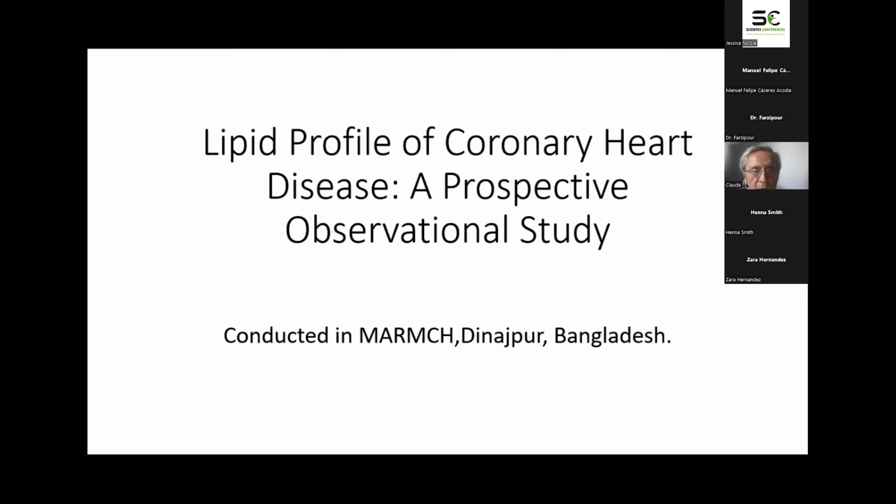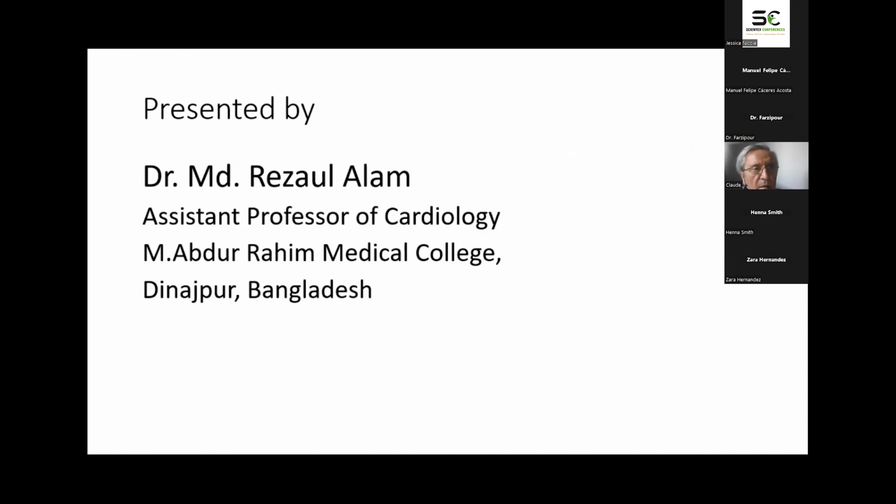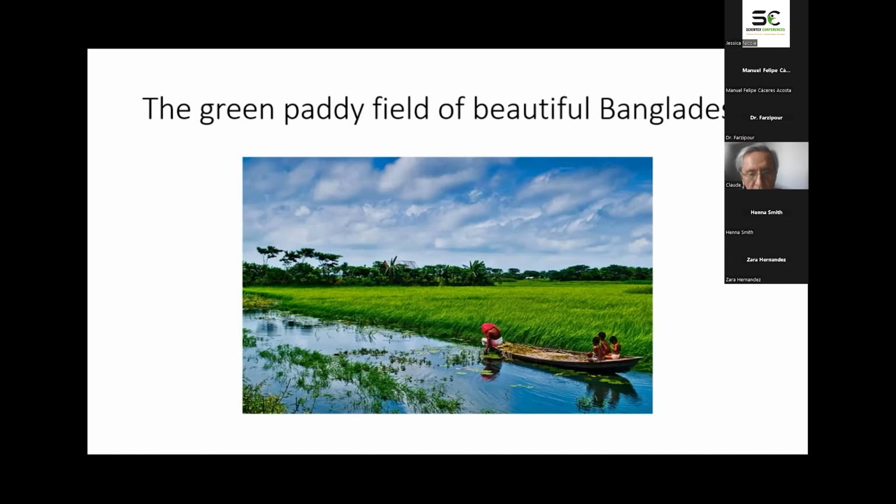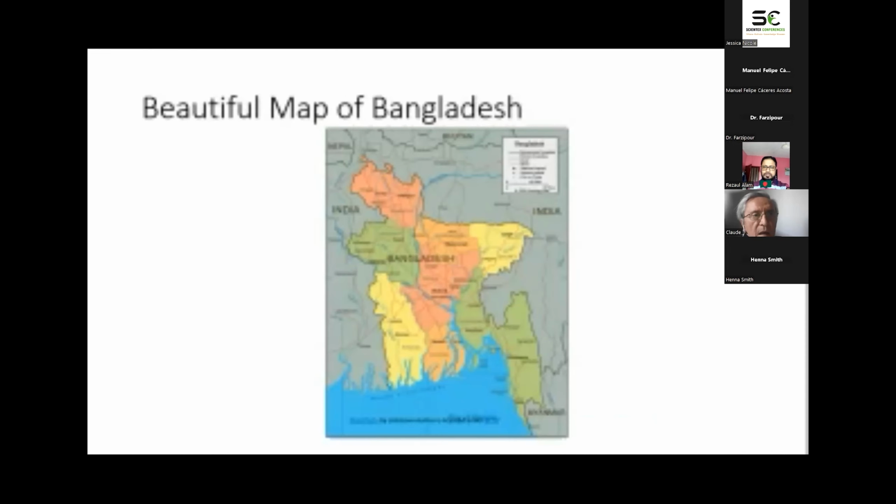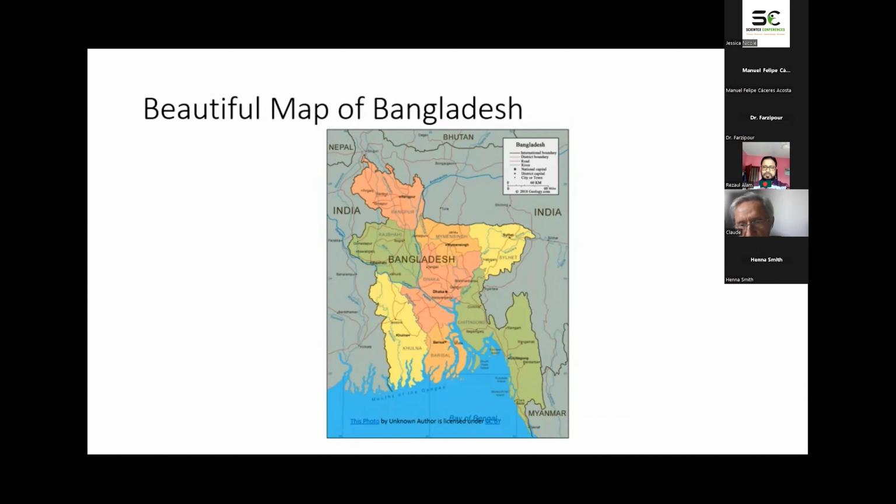This is the abstract. Coronary heart disease remains the major cause of mortality in most of the Western world as well as the Asian countries of the world. But we do have little data on the relation between coronary heart disease and the lipid profile. The aim of this study was to assess abnormal lipid levels and their association with coronary heart disease.